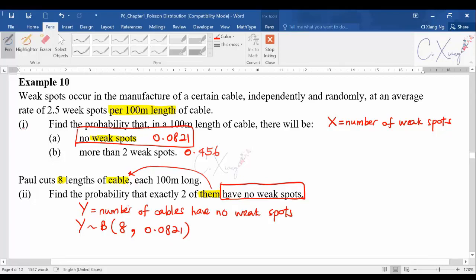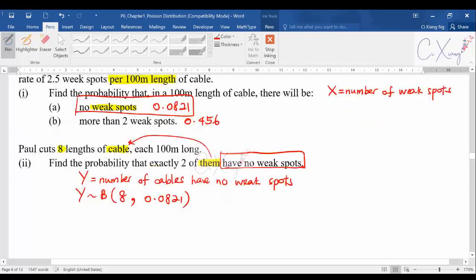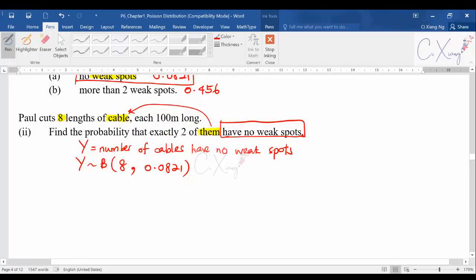This is the question that we always like to ask students because a number of students cannot answer part number 2. They didn't realize that it has changed to binomial distribution. Understand what I say or not? So actually Y is binomial distributed, and they say find the probability that exactly 2 of the cables have no weak spot. So you have to find the probability Y equals 2. Again, I'm not going to show you the detail of the steps here. You attempt it on your own. The answer that you get for this question should be 0.112.